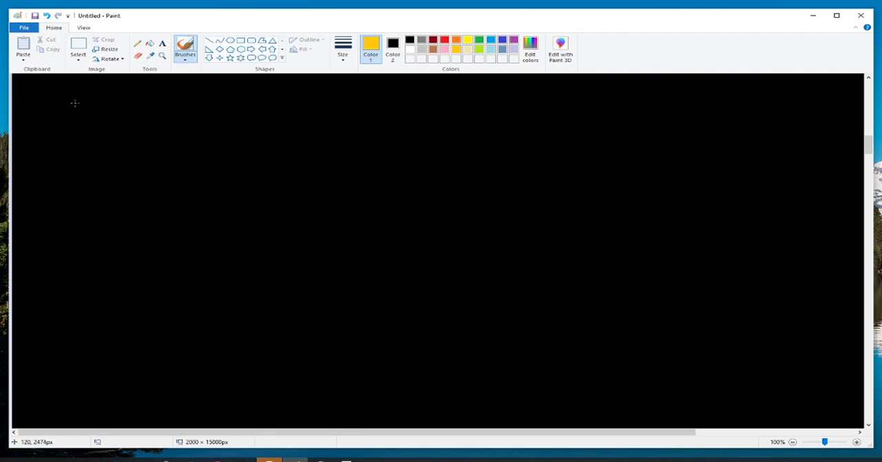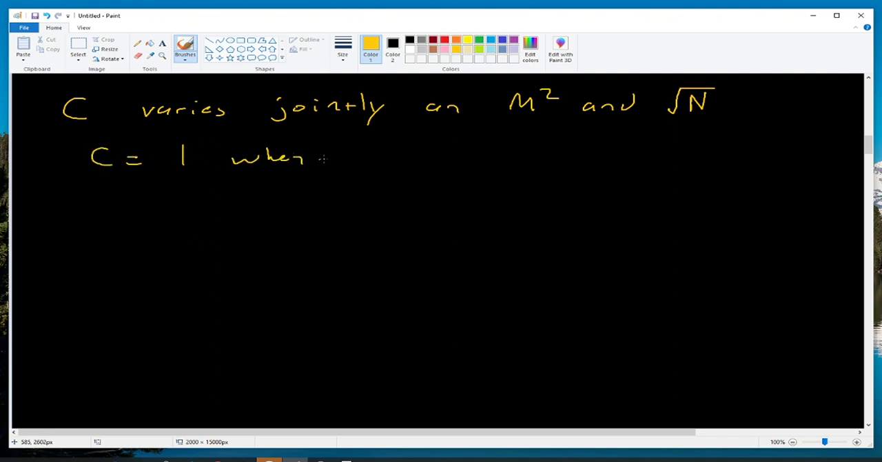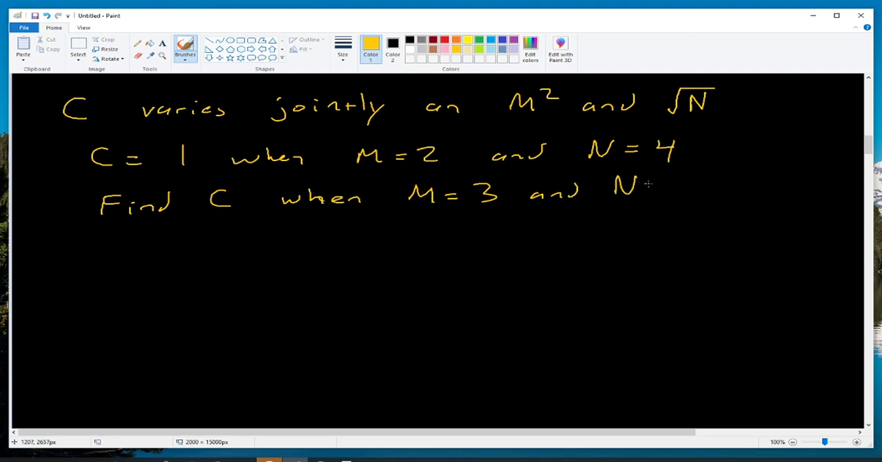Say c varies jointly as m squared and the square root of n. C equals 1 when m equals 2 and n equals 4. Find c when m is 3 and n is 1.